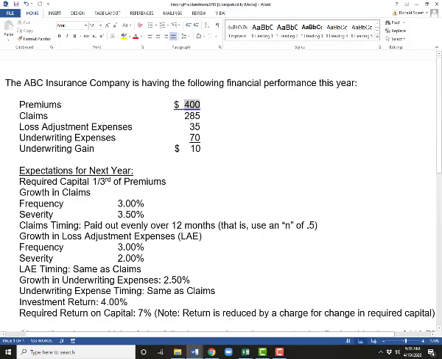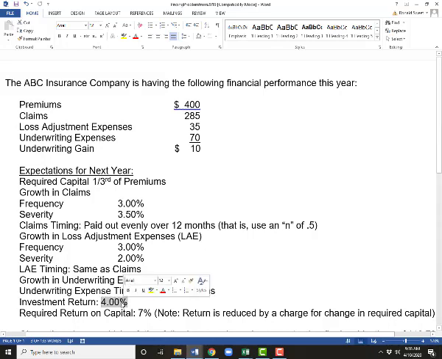But here's their premium for the current year, their claims, their losses, the underwriting expenses, their underwriting gain, the required capital. I'm using the 1/3 just like before. Here's the growth in frequency and severity, and use an n of 0.5. Claims exactly the same. LAE, well, LAE I did make slightly different, but the timing, the 0.5, is the same. So you use 3% and 3.5% for claims, 3% and 2% for LAE. Use 0.5 for both. The underwriting expenses 2.5%, and you use 0.5 on that.